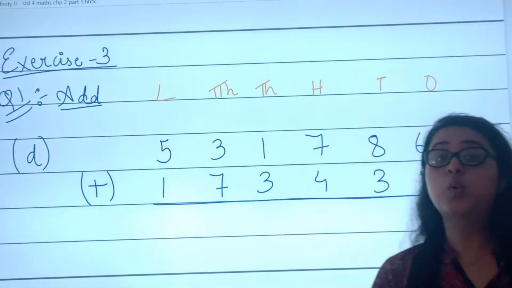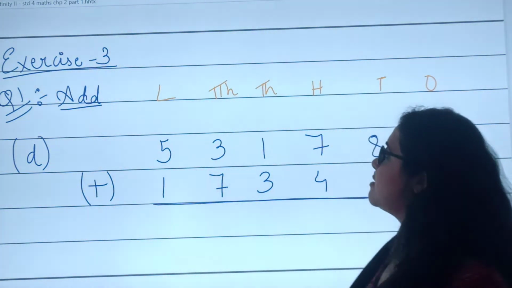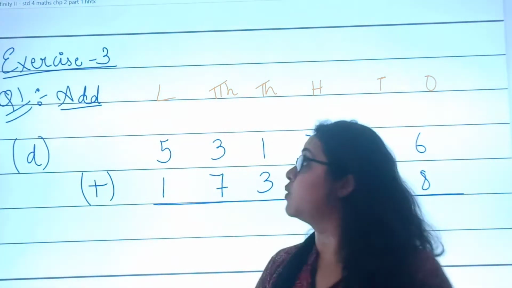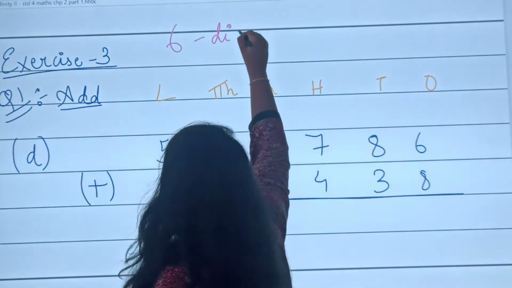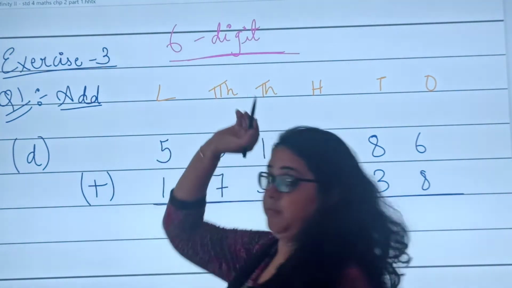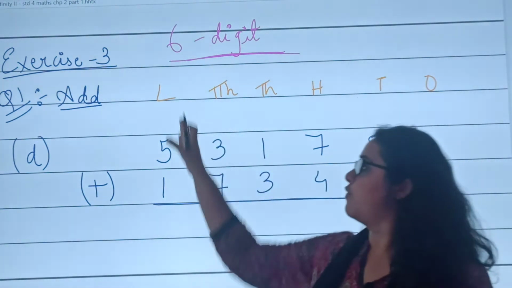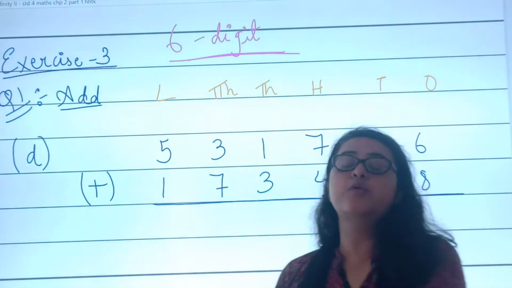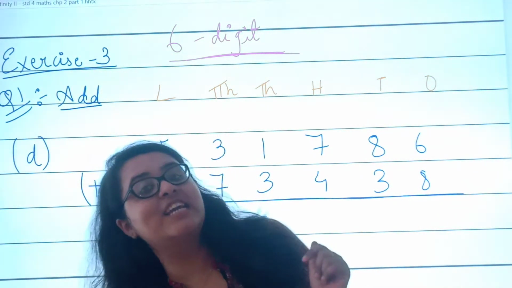Now we will be starting exercise 3. Okay? See this. In this we will be dealing with 6-digit numbers. Understood? See this. While there is addition of the lakh column, the same procedure will be followed everywhere when it comes to addition.